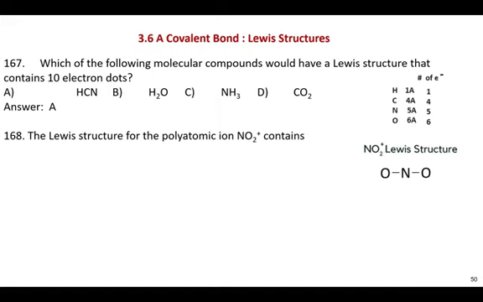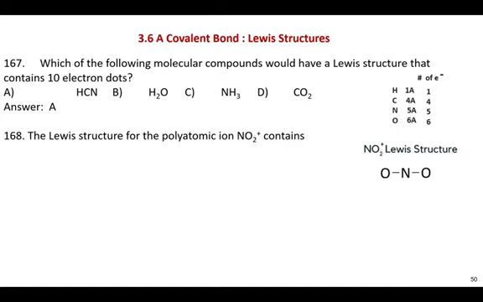NO2 plus Lewis structure. Now you have to answer a question about this. First you have to draw the Lewis structure. Nitrogen is the central atom. Why? Nitrogen makes 3 covalent bonds. Oxygen makes 2 bonds. Therefore, nitrogen is in the middle. You connect with one line, an electron pair.